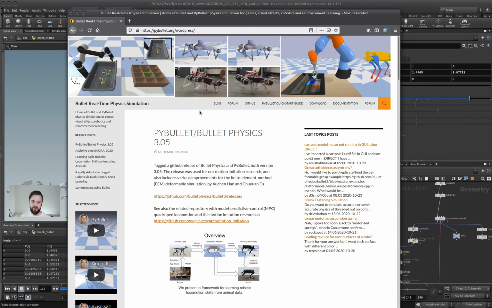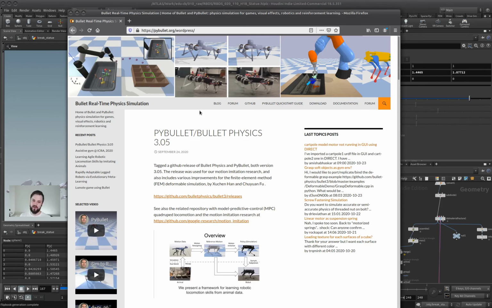And interestingly enough, most other 3D programs use Bullet as well for RBD simulations, even real-time engines like Unreal Engine or Unity. But as far as I know, Maya and Blender also use Bullet internally for the RBD simulation. So it's kind of the standard in the CG world.